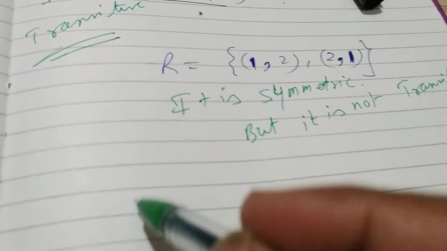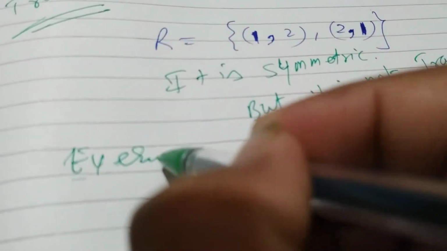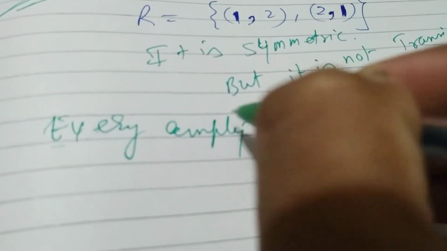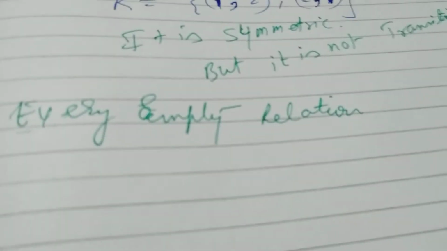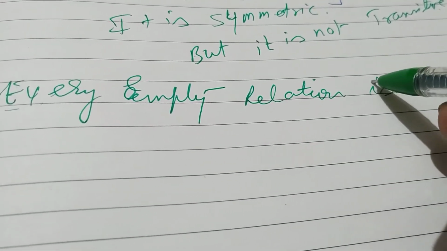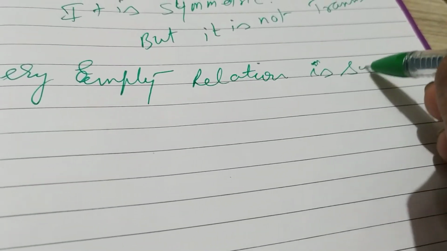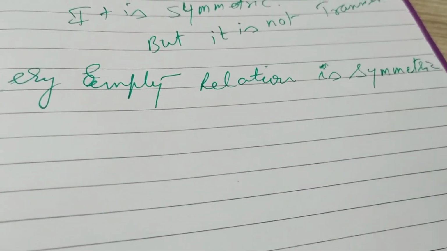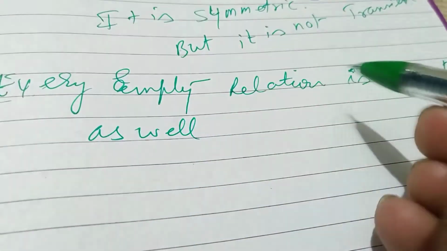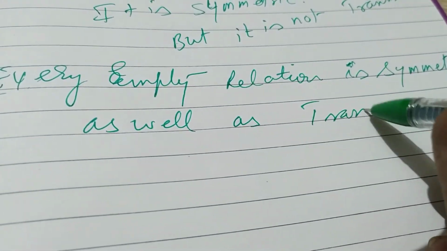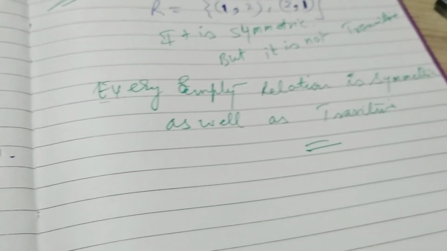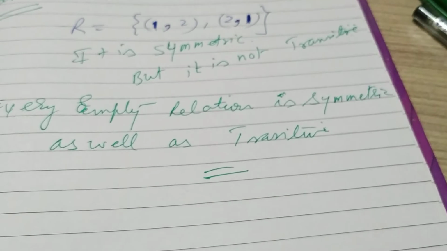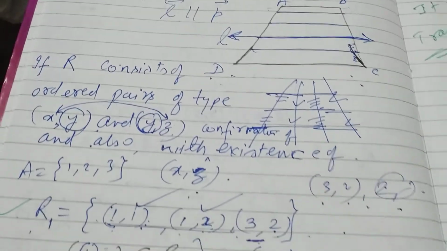Now again, by default, every empty relation is always symmetric as well as transitive. So every empty relation is symmetric as well as transitive. You make it a point to practice this statement. So I hope you understood what a transitive relation is.